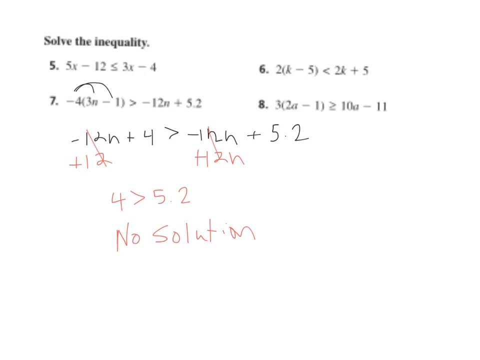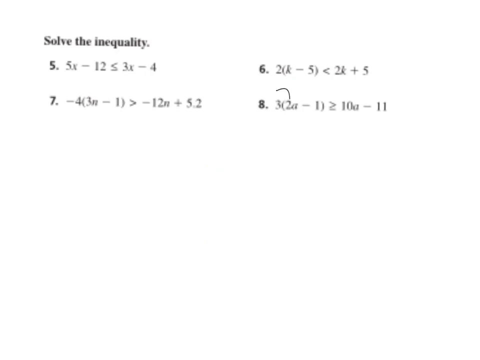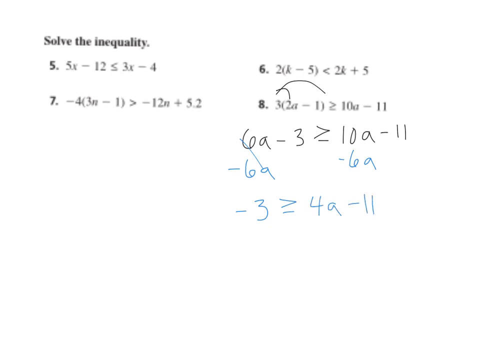Alright, let's go to number 8. Number 8 I'm going to distribute as I write it down. 3 times 2a is 6a. 3 times negative 1 is negative 3. Greater than or equal to 10a minus 11. Now my options for getting rid of the variable are minusing 6a from both sides, and that would leave me with a positive, so that would be good. Let's do that. I'm going to minus 6a here, minus 6a here. That gives me negative 3 greater than or equal to 4a minus 11.